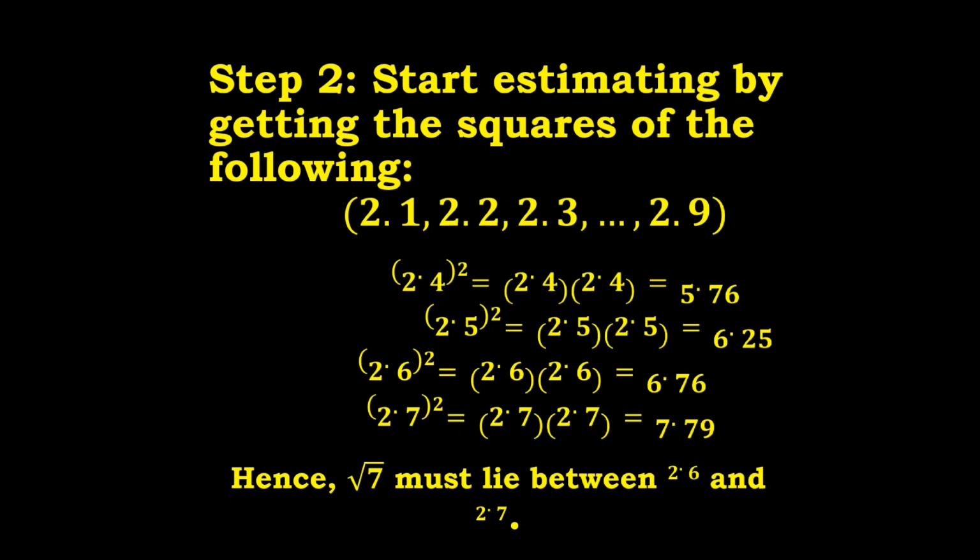Step number 2. Start estimating by getting the squares of the following. Let's estimate 2.1, 2.2, 2.3, up to 2.9. If we square 2.4, that is 2.4 times 2.4, and that is equal to 5.76. If we square 2.5, that becomes 2.5 times 2.5 and will give us 6.25. If we square 2.6, that becomes 2.6 times 2.6 and that is equal to 6.76. If we square 2.7, that is 2.7 times 2.7, that will give us 7.29. Hence, the square root of 7 must lie between 2.6 and 2.7.